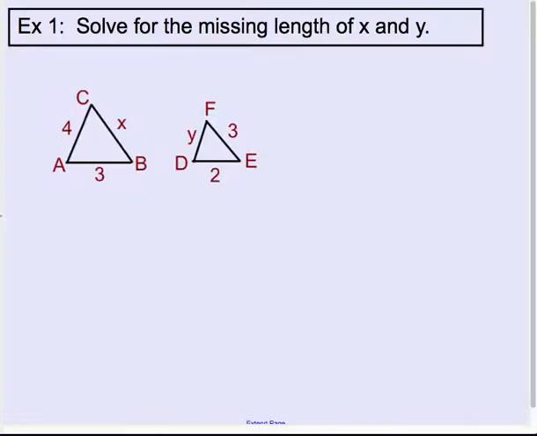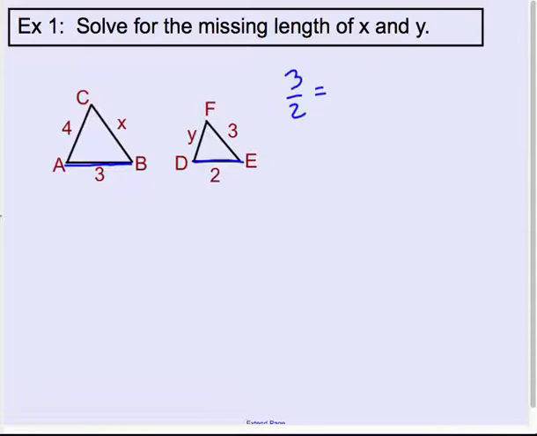So our first example is we're given the triangles, find the missing sides. So my first goal is to find the two corresponding sides that I know so that I have a ratio without a variable. So I'm looking at AB to DE. So I'm going to set up my first ratio as 3/2. And then pick a variable to solve for. I'll solve for x first.